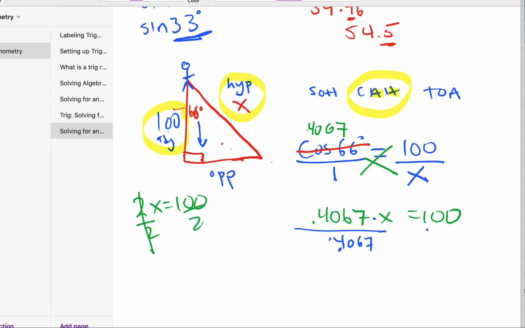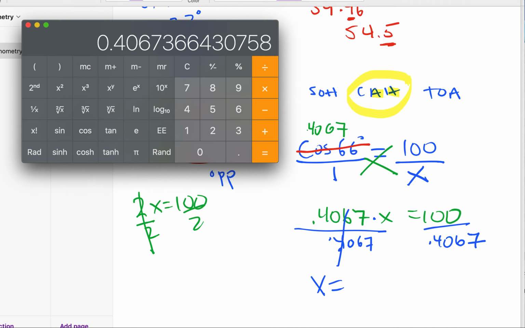So the final answer is going to be 100 divided by 0.4067. So we know it's going to be bigger than 100. When you divide by a decimal, it gets bigger. 100 divided by 0.4067, and we get 245.88.